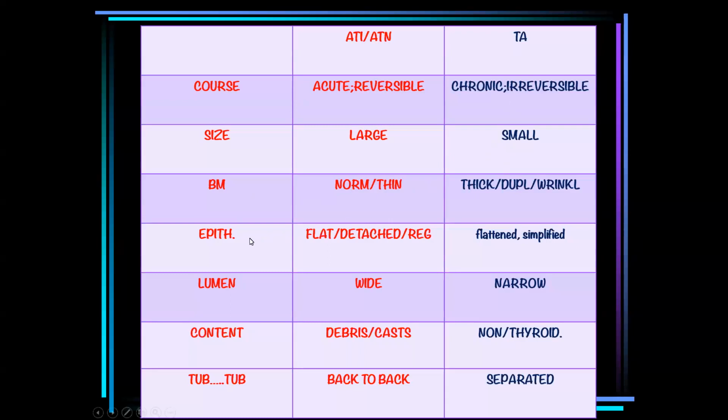The epithelial lining of the renal tubules may be flattened or detached, with regenerating epithelium. But in cases of tubular atrophy, it is flattened and simplified, with no evidence of regeneration. For example, there is no karyomegaly, no enlargement of the renal tubular cell nucleus, and no mitosis, as may be present in acute tubular necrosis when it is regenerating.